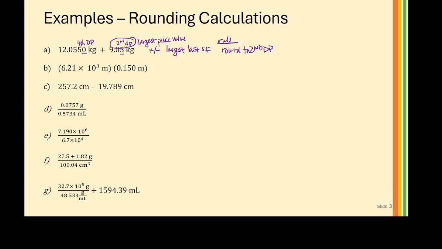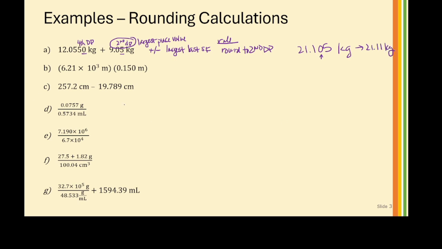12.0550 plus 9.05 equals 21.105. I should have said I can only do this because they are both in the same unit of kilogram, and that would be my unit. And now I will round it to the second decimal place, and I will get 21.11 kilograms.